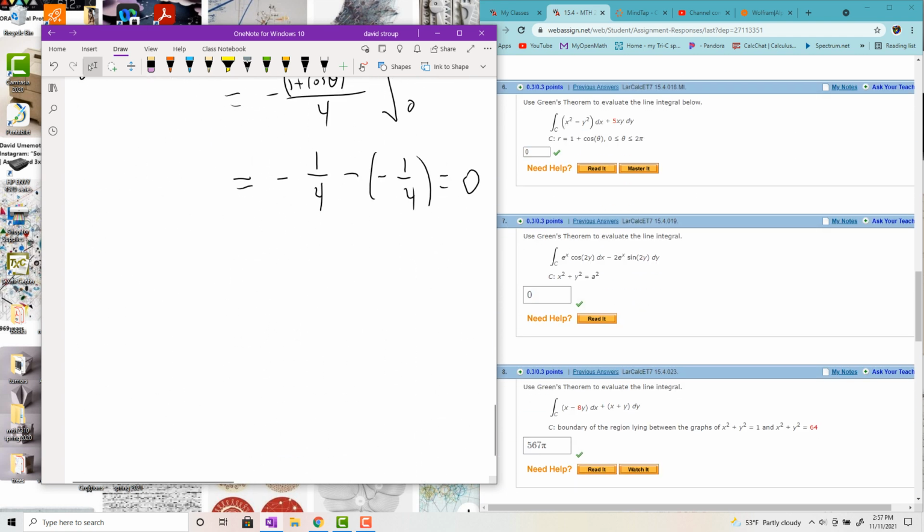Let's do a video quiz for the next one. So number 7 is the video quiz, last quiz in video quiz set number 9. So we only have one more video quiz set left, video quiz set number 10. Anyways, this is problem 7 in WebAssign. Okay, so use Green's theorem to evaluate this.